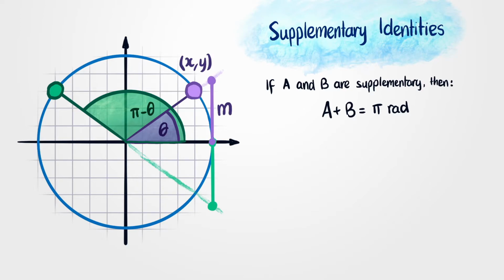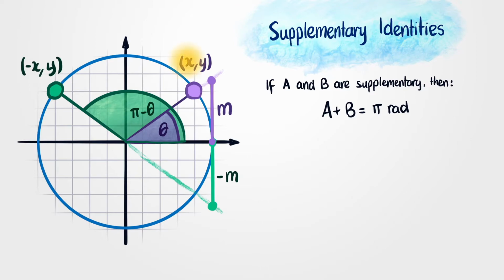Now if we look carefully at these 2 points, we notice that they have different x-coordinates. However, if we look at the y-coordinates, we notice that they're exactly the same. As for the gradients, they're negatives of each other as well. We can mark all of this information on the diagram too.